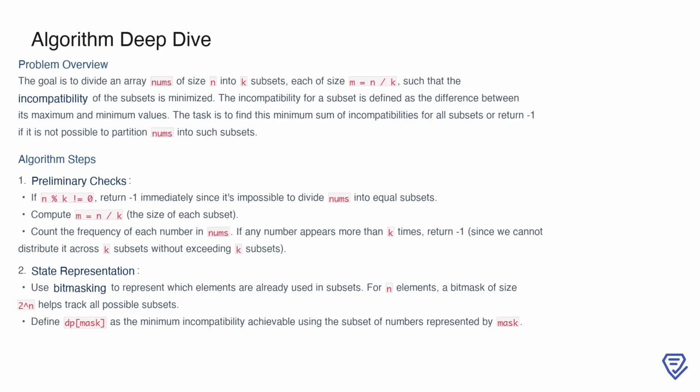First, if n%k doesn't equal 0, we immediately return -1. Next, we calculate m and check if any number appears more than k times in nums. If it does, it's impossible to distribute it across k subsets, so we return -1. To represent the state of our solution, we use bit masking, where a bit mask of size 2^n tracks which elements in nums have already been used. We also define a dynamic programming array, DP[mask], where mask represents a subset of elements and DP[mask] stores the minimum incompatibility achievable for that subset.